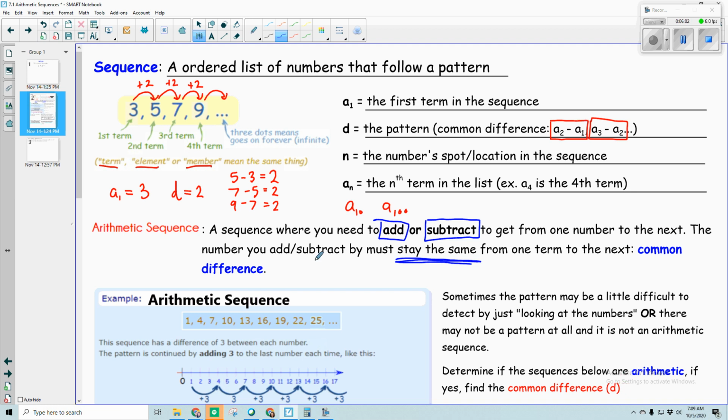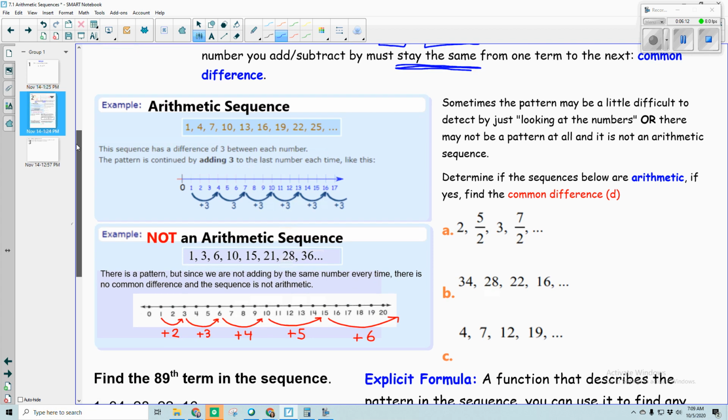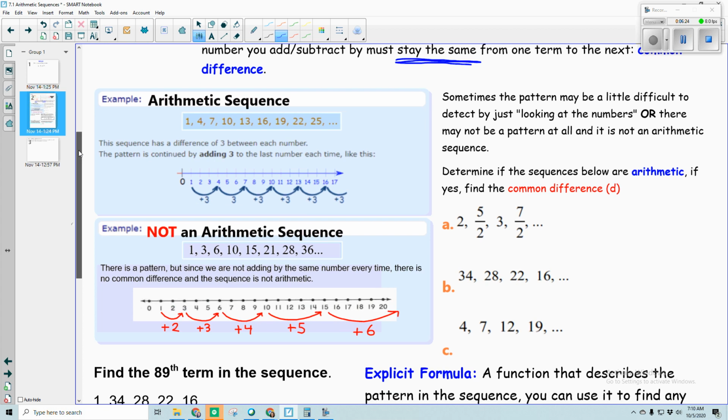So that's why it's called the common difference, because it stays the same and all the numbers have this in common. So 2, that pattern is staying the same. It didn't change. So for example, we have another arithmetic sequence here where we're just adding 3 each time. To get from one number to the next, we're just adding 3. So this is definitely an arithmetic sequence.